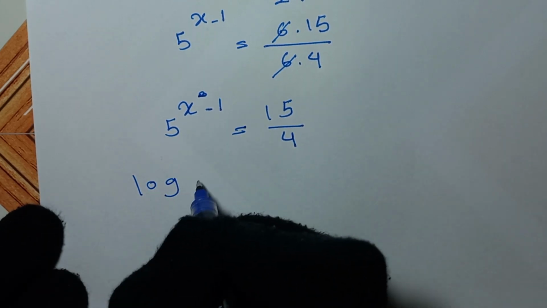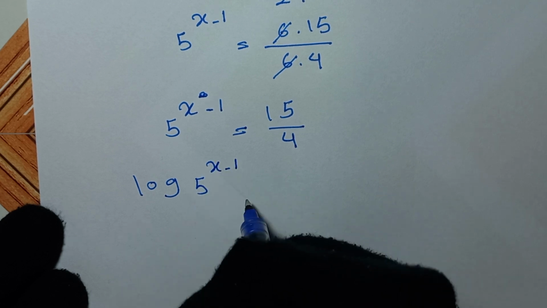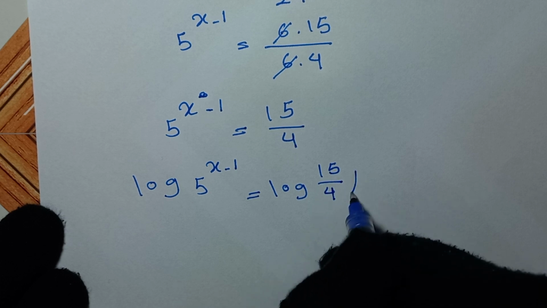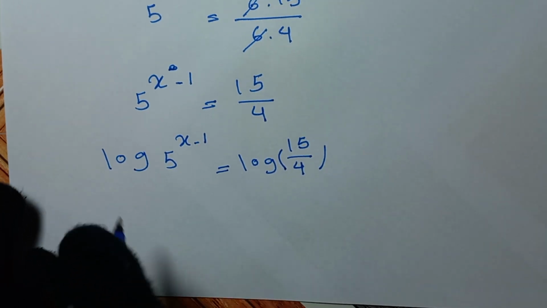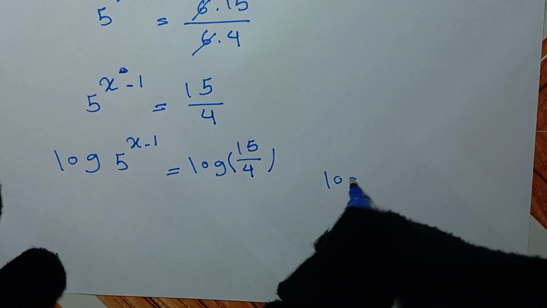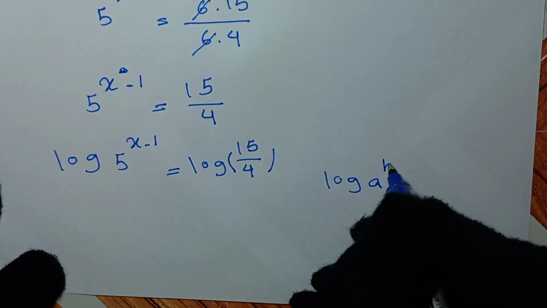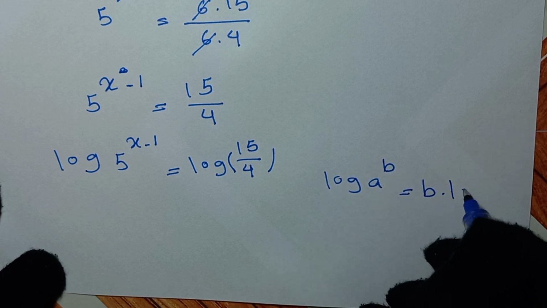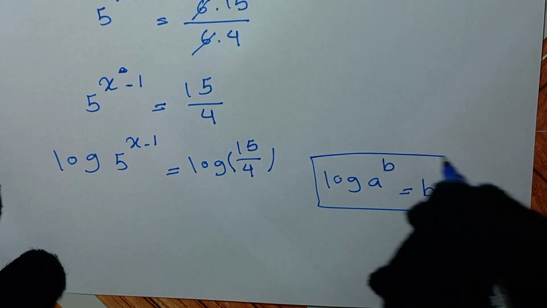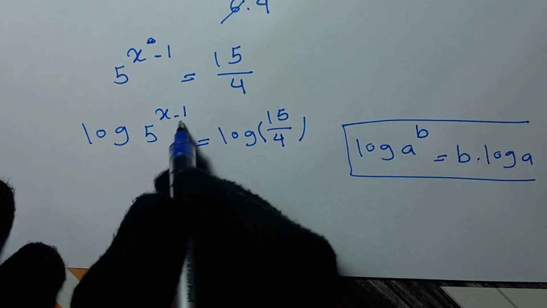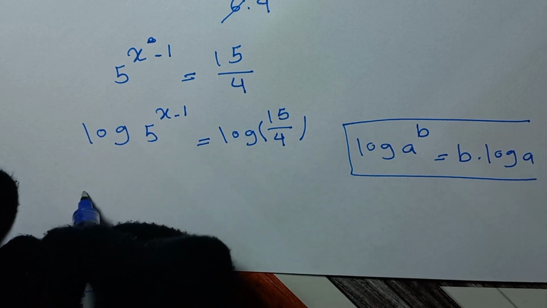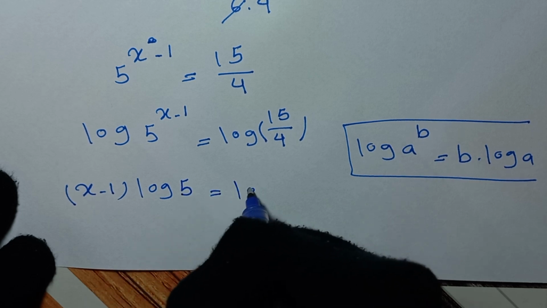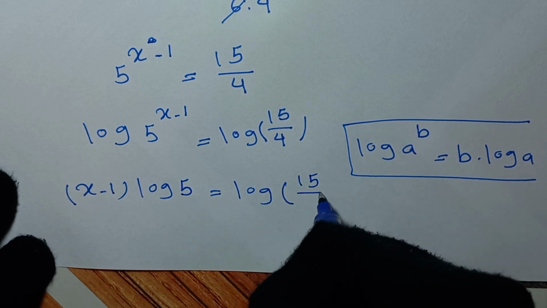Log of 5 to the power of x minus 1 is equal to log of 15 over 4. So here, from log rules, if we have log of a to the power of b, we can take this power b outside of log, and it will be b times log of a. So we can take this power x minus 1 outside of log and it will be x minus 1 times log 5 is equal to log 15 over 4.